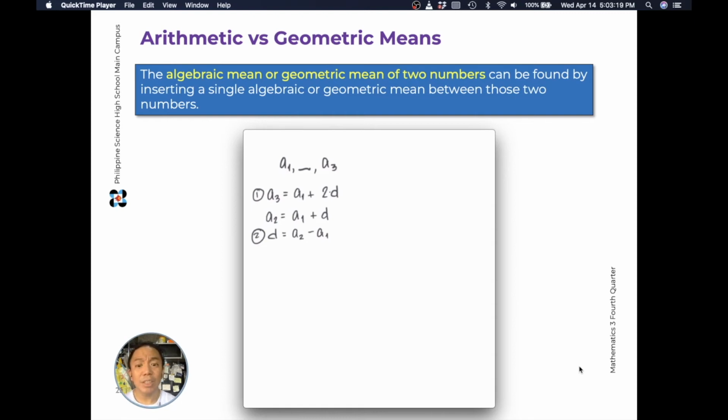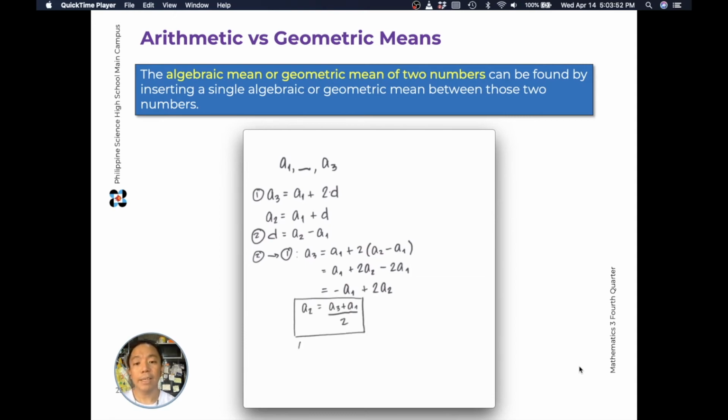So, hindi natin kailangan yung d. So, we'll substitute d in terms of a1 and a2. So, a sub 3 is equal to a sub 1 plus 2 times d. But d is equal to a sub 2 minus a sub 1. Distributing yung 2, we have a sub 3 is equal to a sub 1 plus 2a2 minus 2a1. a1 minus 2a1, that's negative a1, plus 2a2. Yung negative a1, ilipat natin sa left side by adding a1 to both sides. And we'll have a2 is equal to a sub 3 plus a sub 1 divided by 2.